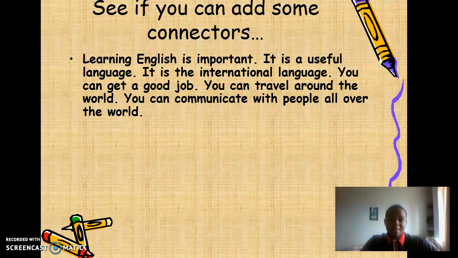Here's another example. Learning English is important. It is a useful language. It is an international language. You can get a good job. You can travel around the world. You can communicate with people all over the world. Yes, as they say, English is an international language.